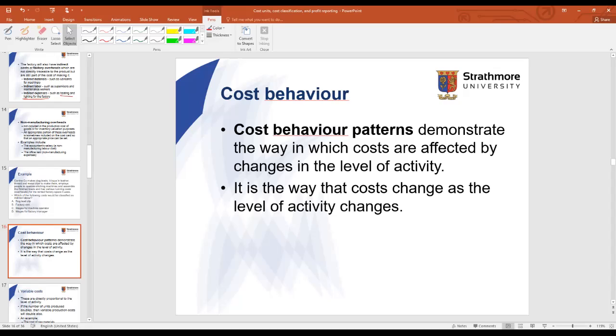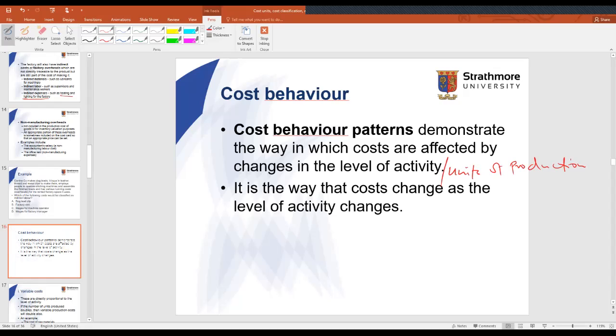The other costs that remain constant, irrespective of the numbers we are producing, are referred to as the fixed cost. The cost behavior patterns demonstrate the way in which costs are affected by a change in the level of activity, by which I mean the units of production. What happens to the cost if the number we are producing increases? Does it increase, decrease, or remain constant? We are simply observing the behavior based on the level of activity.